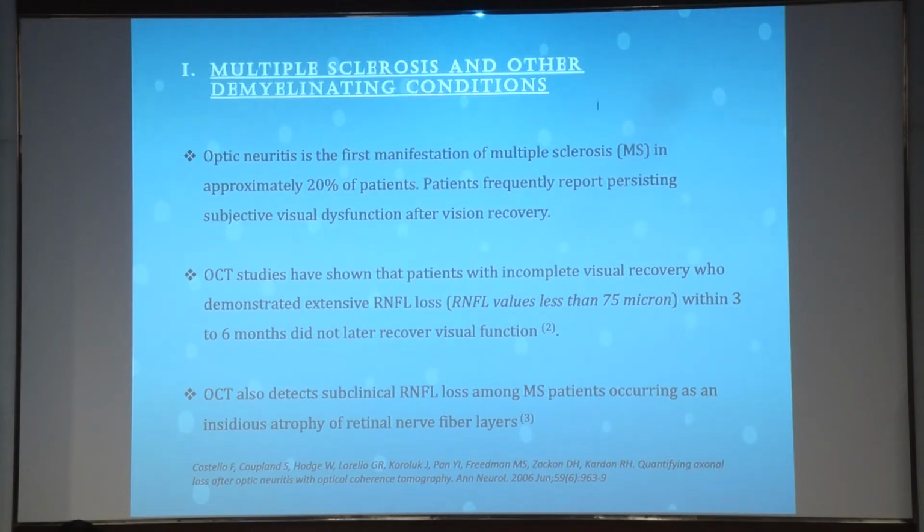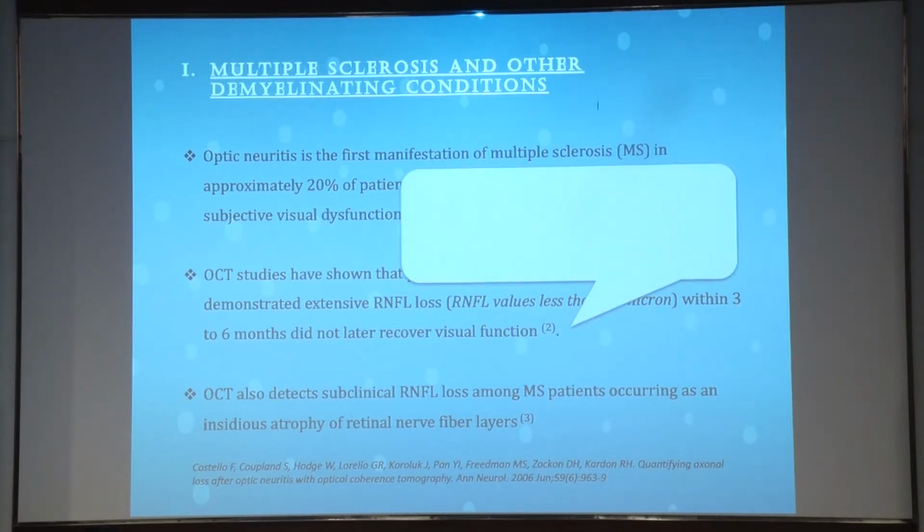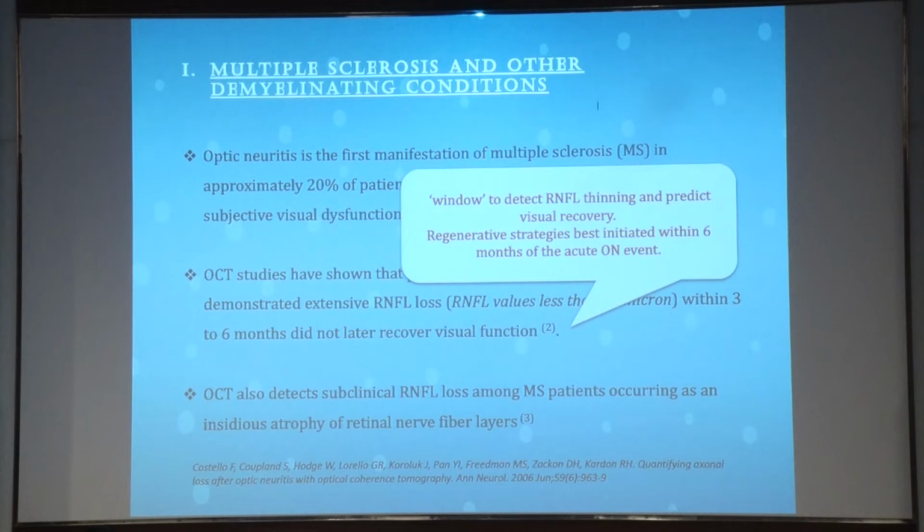Another thing noted in patients is subclinical RNFL loss, occurring in spite of having no episode of optic neuritis or visual dysfunction. So here comes our first utility in optic neuritis patients: this 3 to 6 month duration can be a window to detect RNFL thinning, and we can predict whether visual recovery will occur in these patients.